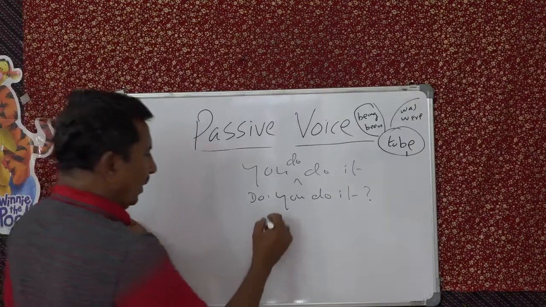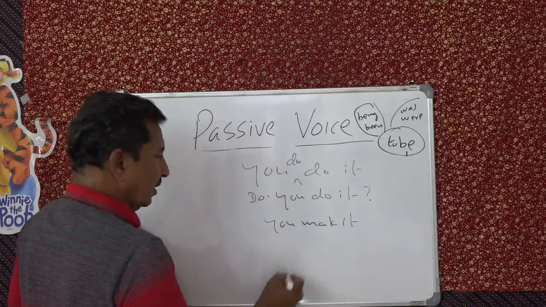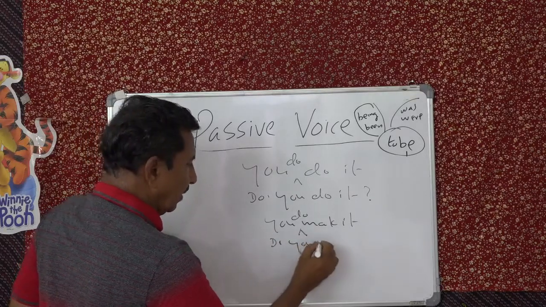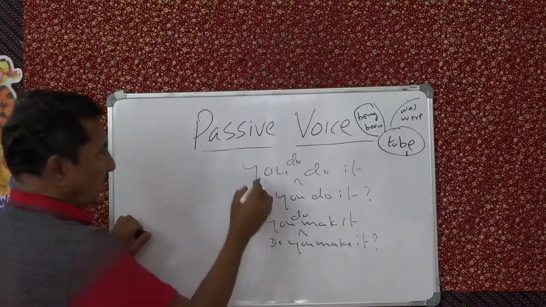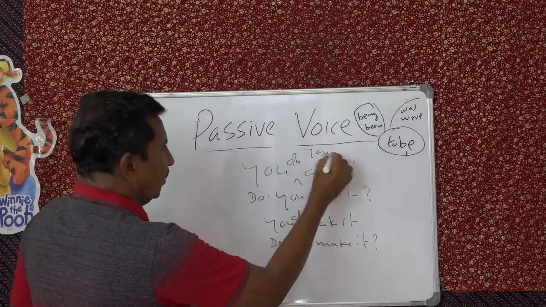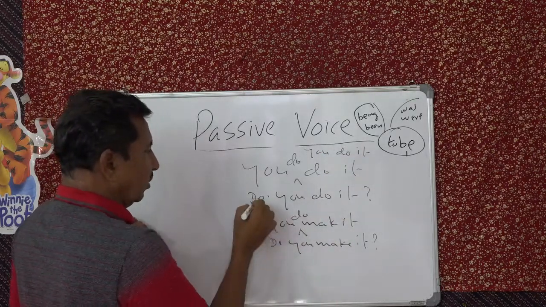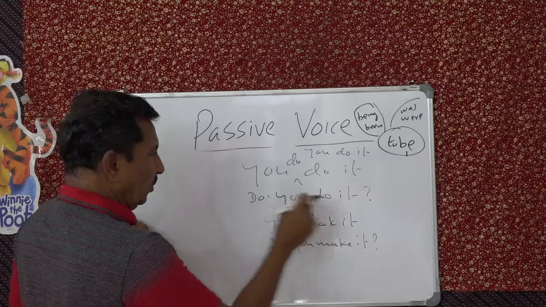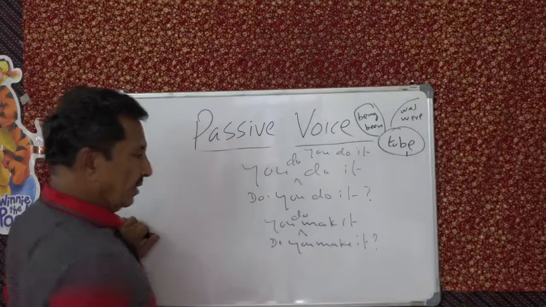You make it. What is the question? You have to insert do here. So, do you make it? Then it is a question. Before this, you do it. The question will be, do you do it? Then, you make it. Do you make it? Correct?